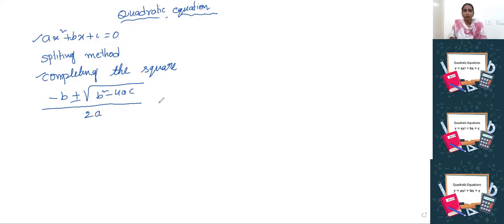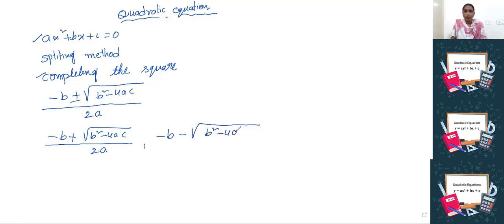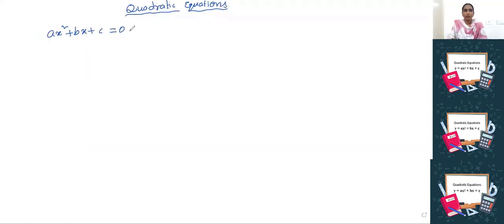As we discussed before, quadratic equations can have 2 solutions. Here, minus b plus square root of b square minus 4ac by 2a is one, and minus b minus square root of b square minus 4ac by 2a is the other solution. We can derive this formula by using the completing the square method. Now we will see how we can get this formula. Ax square plus bx plus c equal to 0 is a quadratic equation, and for this equation we are going to find the roots.